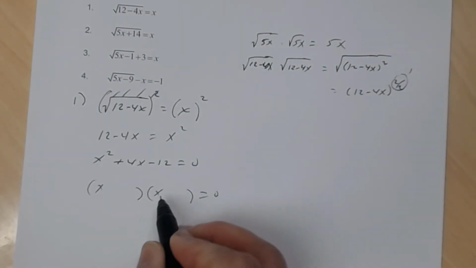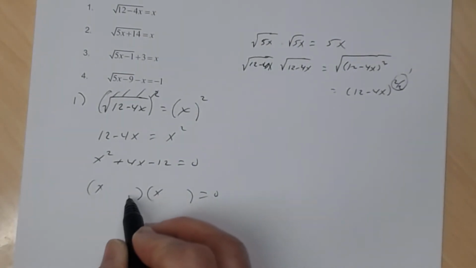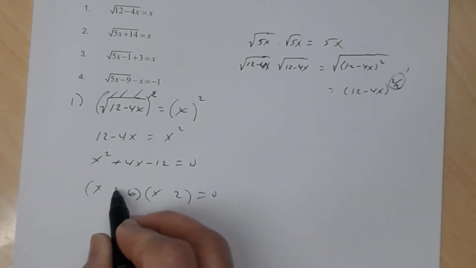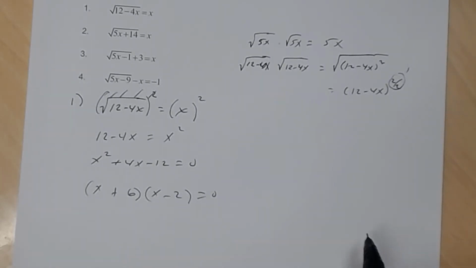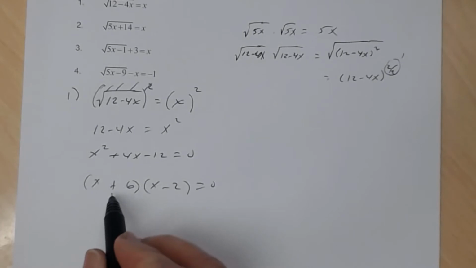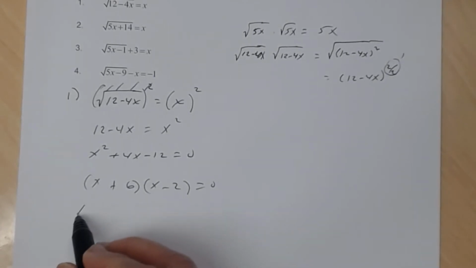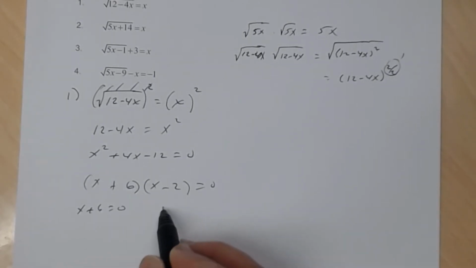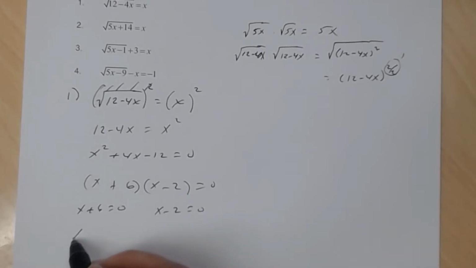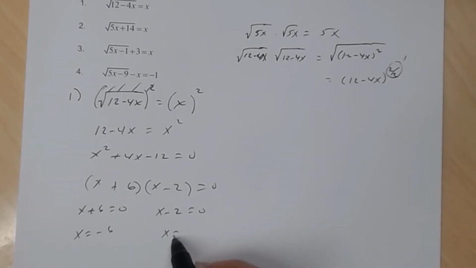So x, let's see, 6 and 2. 6 would have to be positive, 2 would have to be negative. All right, so that's what we get. Then we're going to use the zero factor property, so I'm going to set each of these equal to 0, and then we're going to solve for x. So x equals negative 6 here, x equals 2.